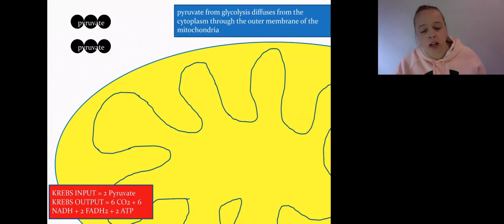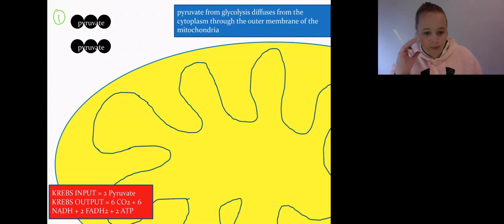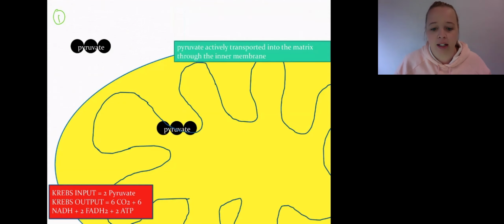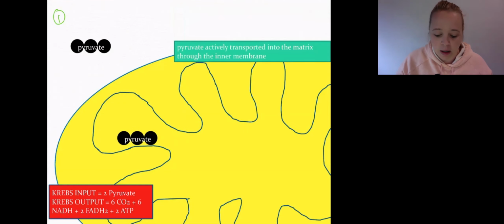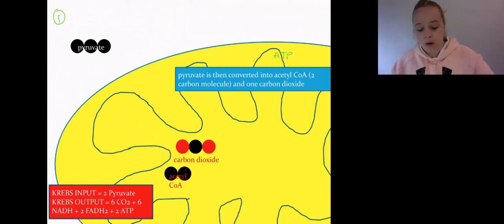So here's an animation that I made, and I often find that animations can be a really good way to prove that I understand what's happening. You can see up the top here, we've got 2 pyruvate molecules. Now what they like to do is diffuse from the cytoplasm through the outer membrane, and then they get actively transported. So what are we going to be using? We're going to be using ATP here, into the mitochondrial matrix. A whole bunch of reactions happen and we end up with some carbon dioxide and some acetyl-CoA.